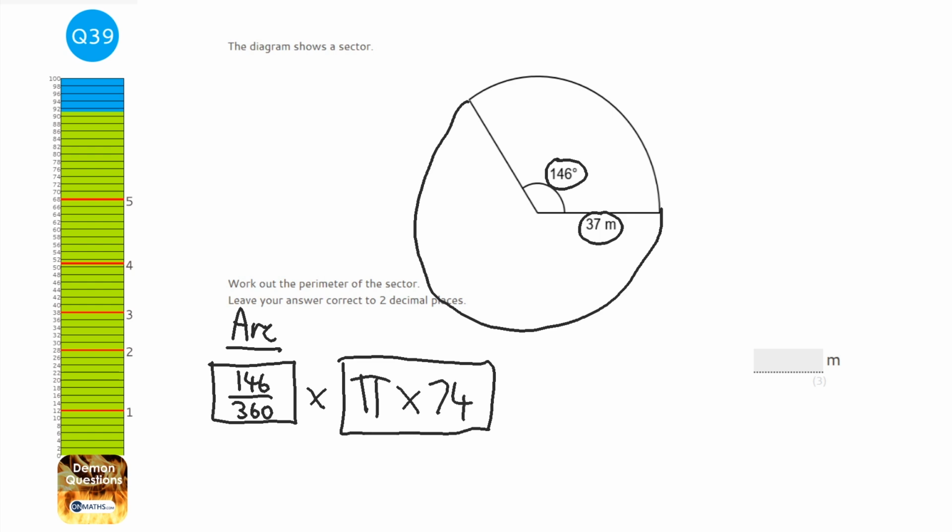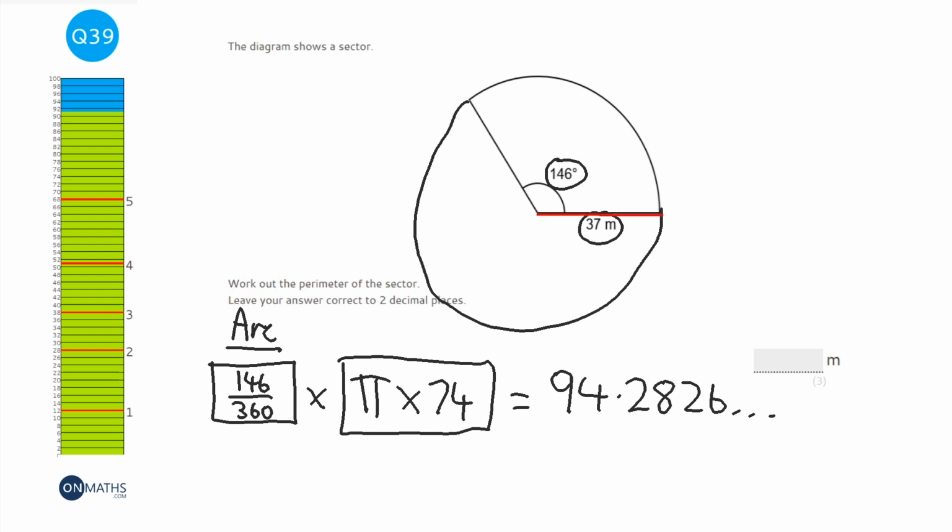Okay, so we type that all into our calculator, so I press the fraction button, 146 over 360 times pi times 74. And it gives me the answer in terms of pi. I don't need it in terms of pi, I just need it as a decimal. So 94.2826 and so on.